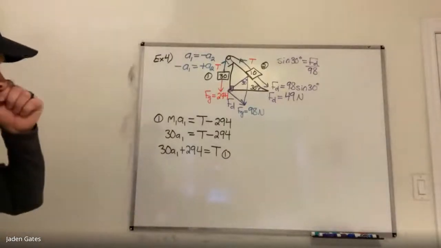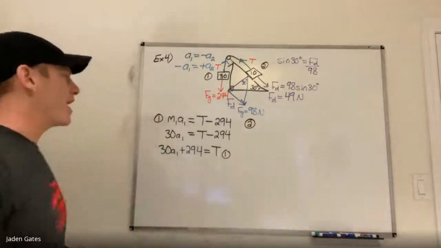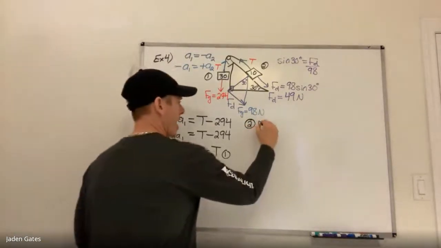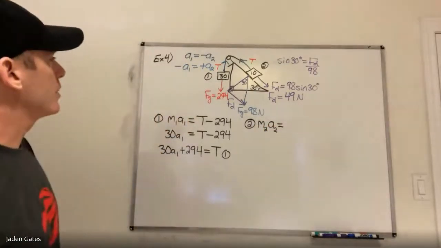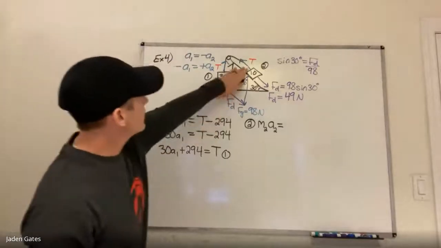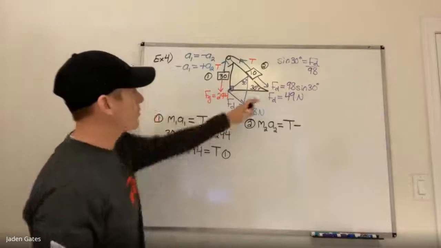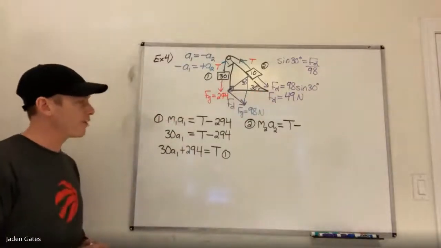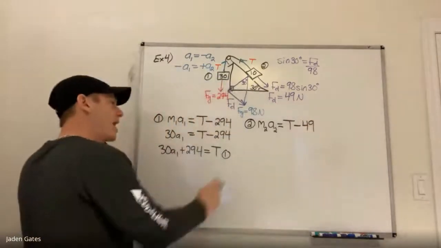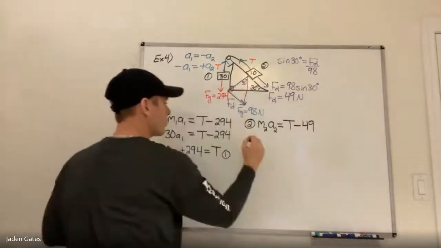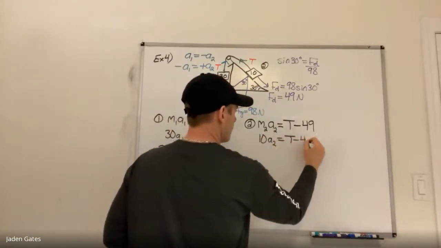Of course, I'm going to come up with my second equation, again using F net equals MA, or M2A2. Now what do we have here? I know it's a little bit crazy. We have T pulling it up the slope, but a component of gravity, Fd, I call it down the slope, so that's a minus 49. The mass is a 10 kilogram object, so 10 times A2 equals T minus 49.